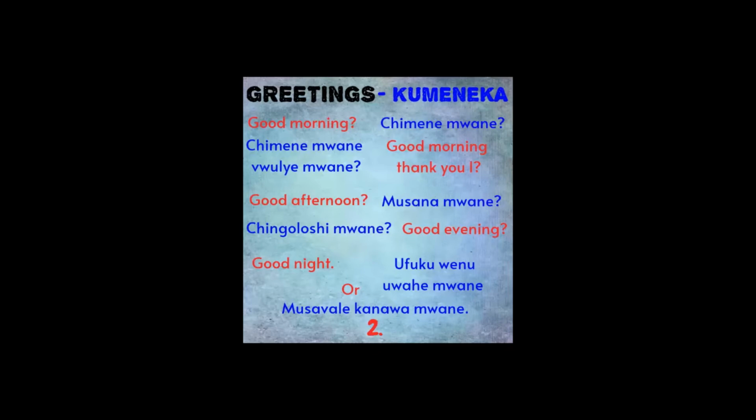So here, good evening in Luvale is chingoloshi mwane, to the left side in the blue ink. Chingoloshi mwane is good evening. In this case, with musana mwane, chingoloshi mwane, chimene mwane, the mwane is married to these. You can't separate them. You can't just say chingoloshi or musana or chimene. It will mean something else.